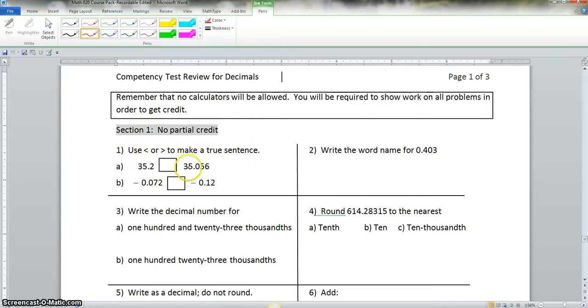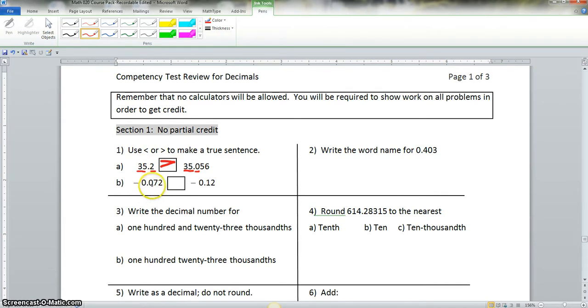Now we had 35.2 compared to 35.056. Now the first thing we always do is look in front of the decimal. Since these are both positive numbers, we look in front of the decimal. Everything in front of the decimal is the same, so we can't tell whether one is less than or greater than the other. So now we look at the first digit behind the decimal. We have 2 here. We have 0 here. We know 2 is larger than 0. So remember, our inequality points to the smaller number.